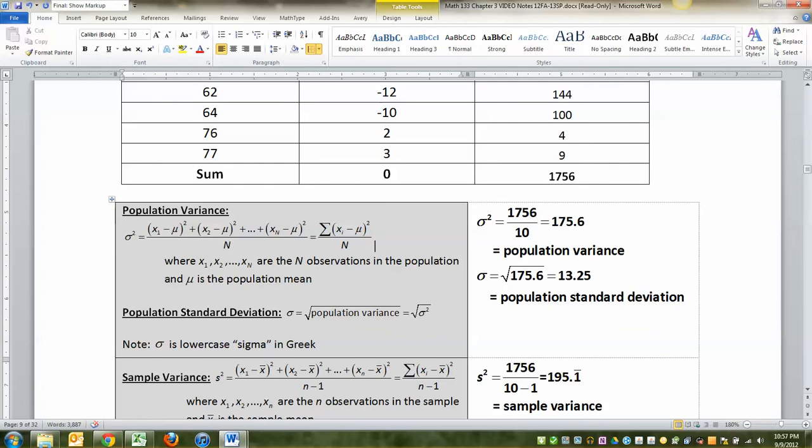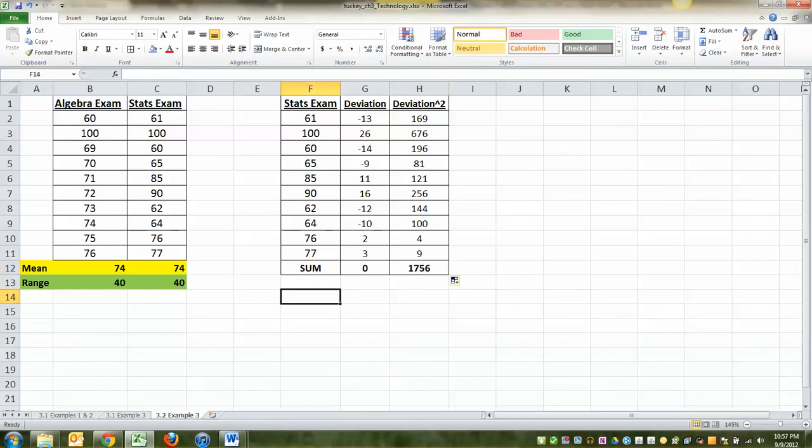All right. Now, where am I getting that number from? I'm doing it in Excel, and you will too. So let me type right here, population variance. It's equal to that number, 1756, divided by 10. Boom. And I'm going to give it a color.